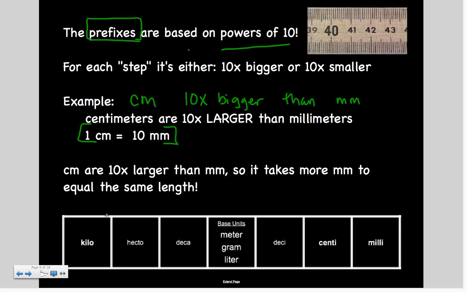So the prefixes are based on powers of 10, and that is like a multiplication of 10. So each step, down the step or across the steps, as we look at the picture below, is 10 times bigger or smaller than the box that you moved from. An example, centimeters are 10 times bigger than a millimeter. So if I look down here on the bottom, if I'm moving to the left, I'm going to go to bigger numbers. If I move to the right, then I would be going into smaller numbers.